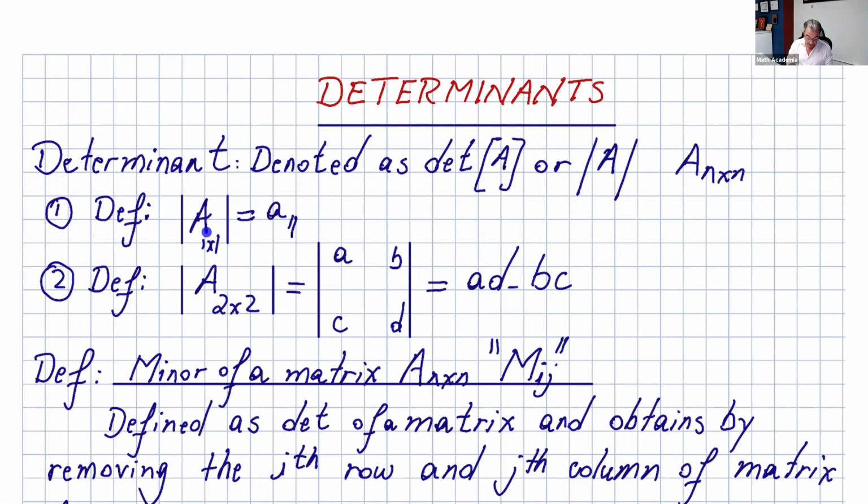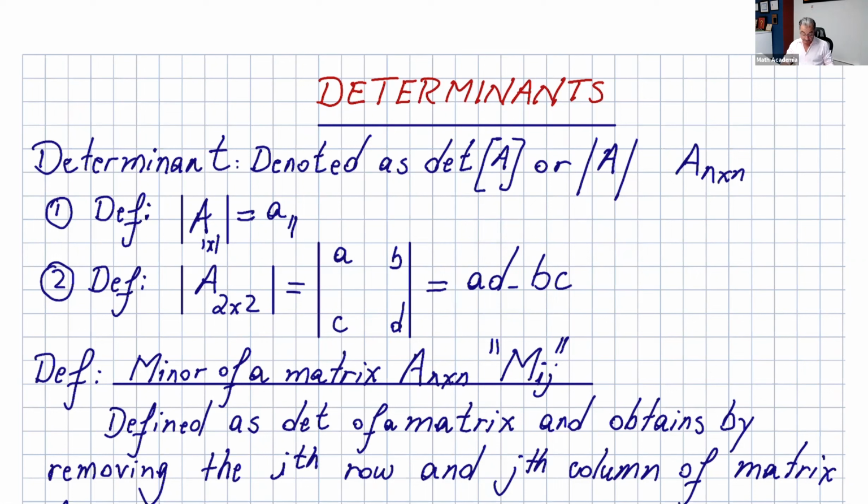If we are dealing with a one by one matrix, that means only one entry. The determinant of that matrix is just that entry. And the determinant is a scalar, so it's a real number. For a 2 by 2 matrix, the determinant is just A times D minus B times C. So that's pretty straightforward. It's a formula. You can use that and find the determinant.